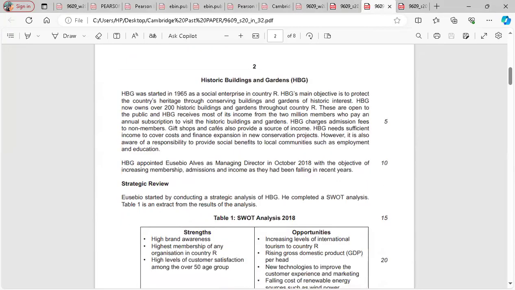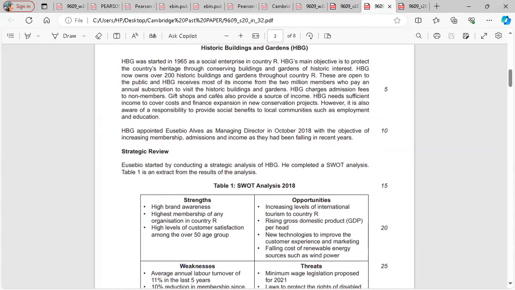So HBG, that's HBG Gardens, was established in 1965 as a social enterprise. And when we talk about social enterprise, we're talking about enterprises or businesses that are set up not for profits. Their aims and objectives are not to make profits. That is what social enterprises are. So I'm just going to review them because we don't have much time. Okay, let me see what is important here.